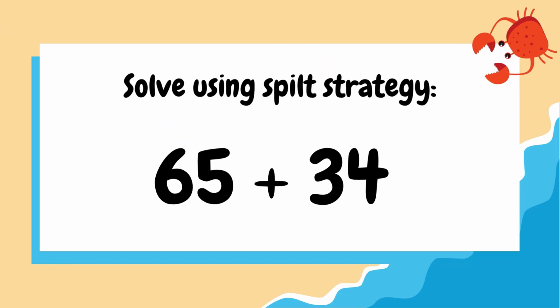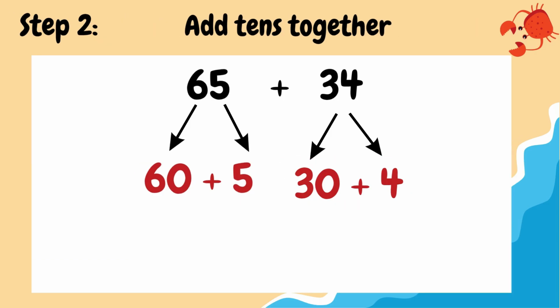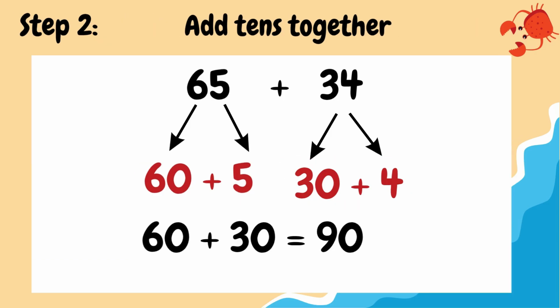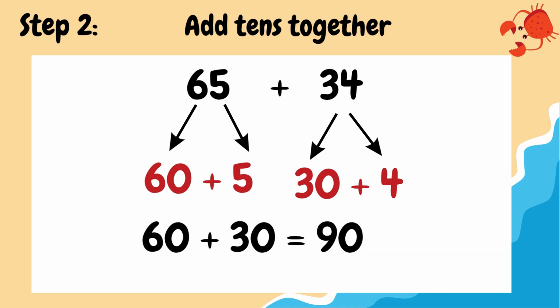Let's have another example. Solve 65 plus 34. First step, split into tens and ones. So 65 is equal to 60 plus 5. 34 is equal to 30 plus 4. Step 2. Add the tens together. 60 plus 30 is equal to 90.